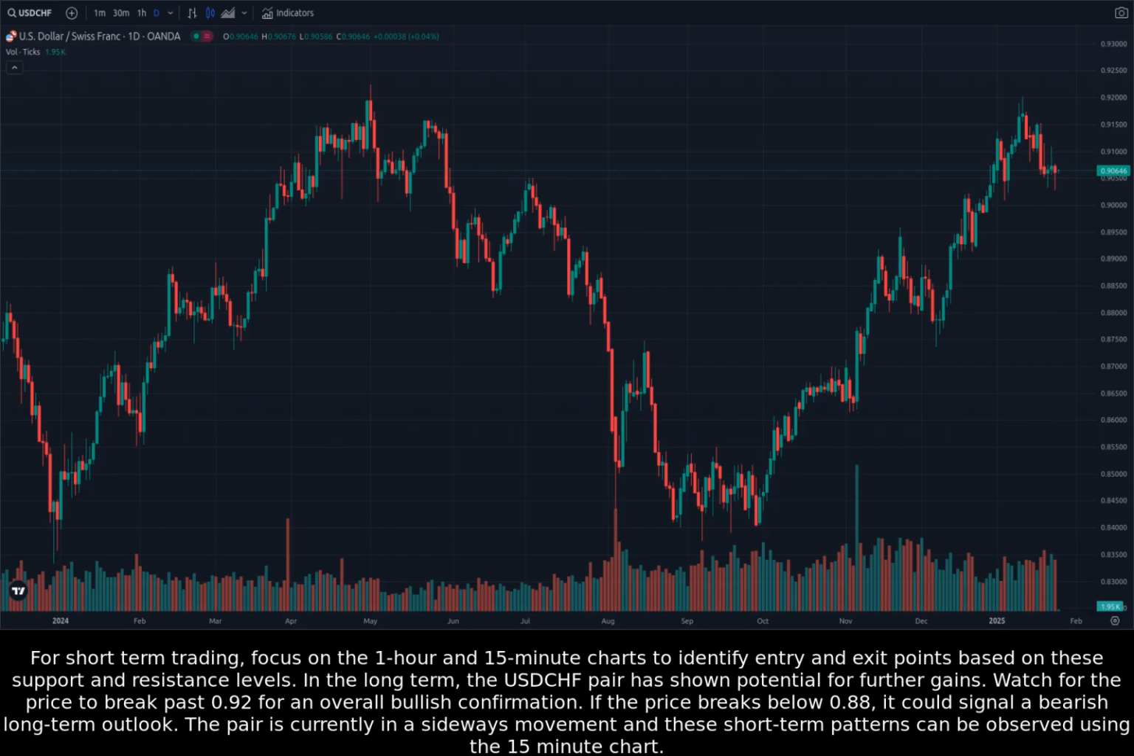In the long term, the USDCHF pair has shown potential for further gains. Watch for the price to break past 0.92 for an overall bullish confirmation. If the price breaks below 0.88, it could signal a bearish long-term outlook. The pair is currently in a sideways movement, and these short-term patterns can be observed using the 15-minute chart.